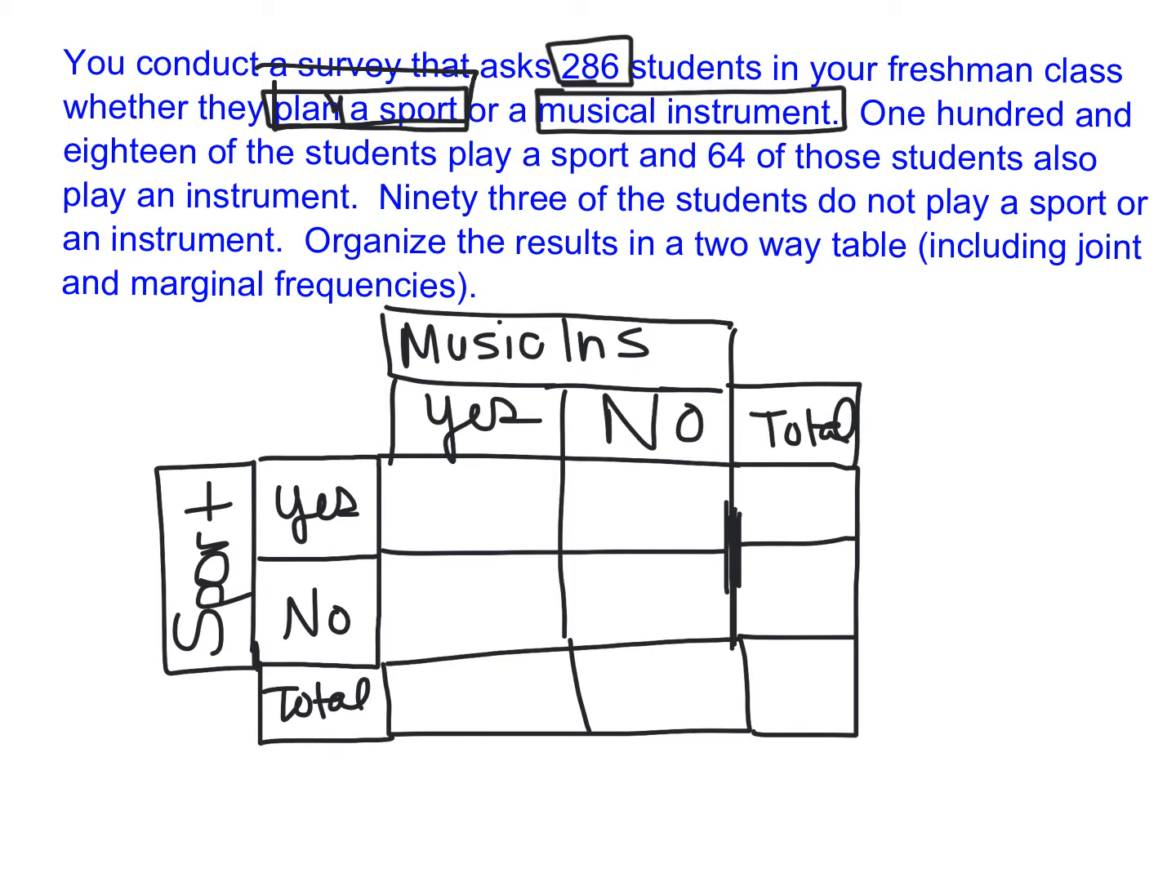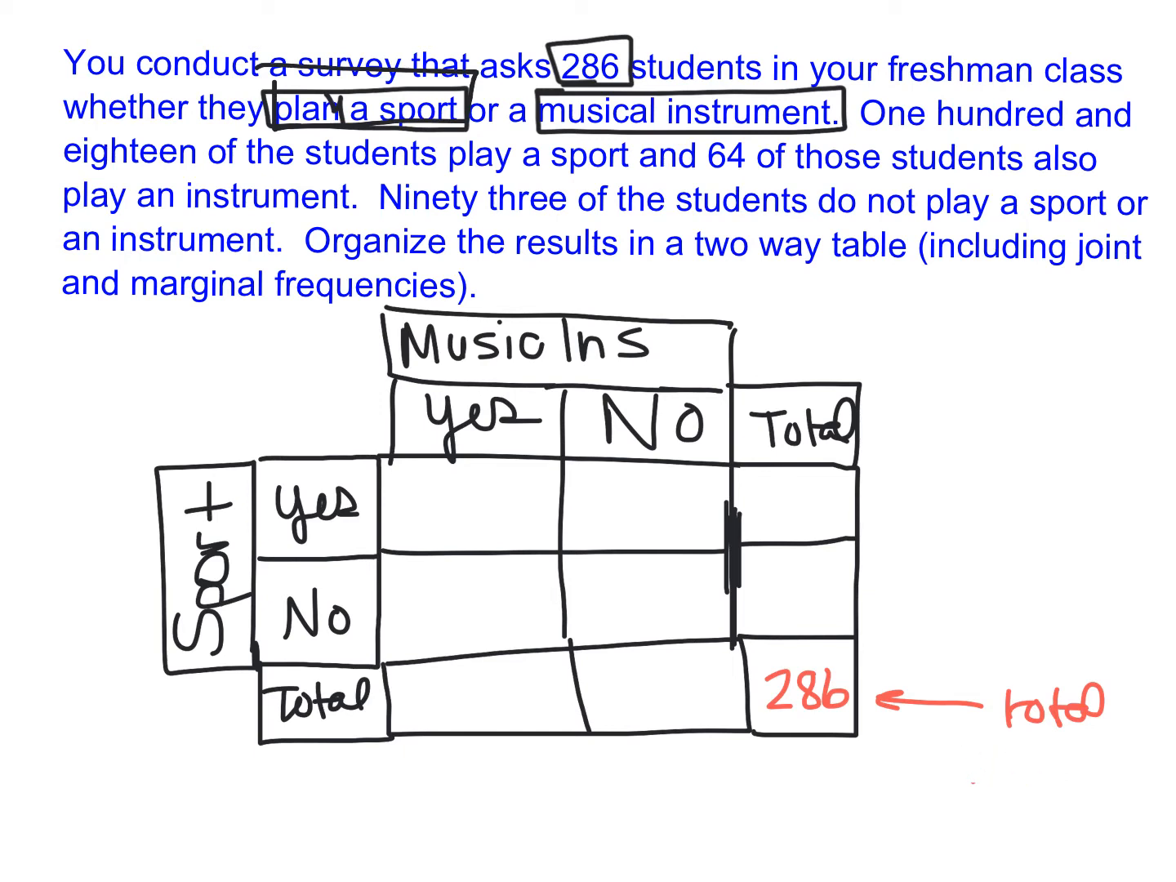So the first thing that this says is you conducted a survey that asks 286 students in your class a question. Well, that's going to be our total of students, which is down here. So that's 286 students total that we interviewed or that we surveyed. So we have our total number of students there.